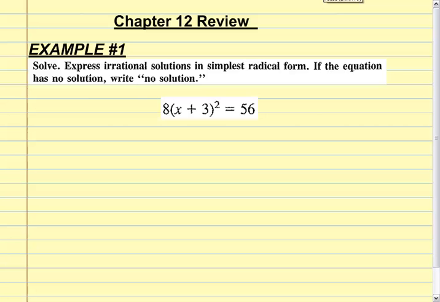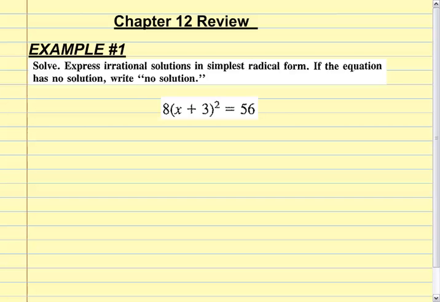Okay guys, chapter 12 review, here we go. Example number 1, it says solve. Express irrational solutions in simplest radical form. It doesn't say round, it doesn't say approximate. So basically we're not using our calculator to find any values here. We're just going to leave it in simplest radical form.